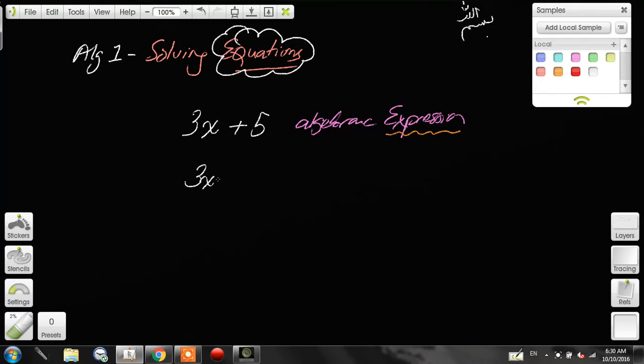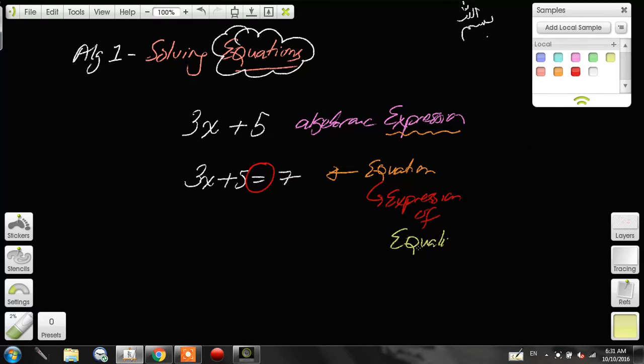But if I write this, 3x plus 5 equals 7, okay, this is an equation, because it has this equal sign. An equation is an expression of equality. And that's the key to understanding this concept. In other words, whatever's on this side is equal in value to whatever's on this side.